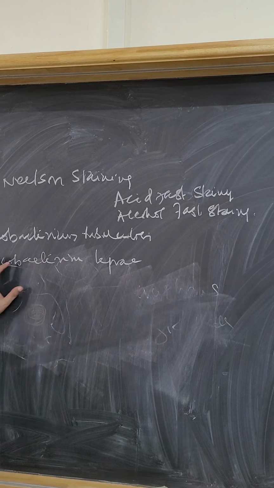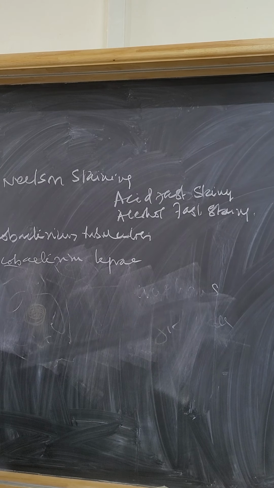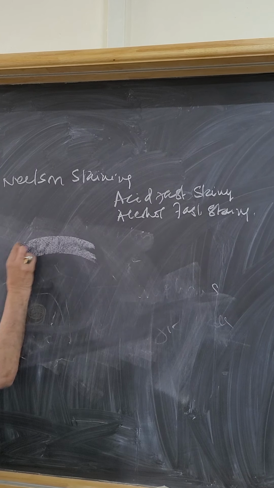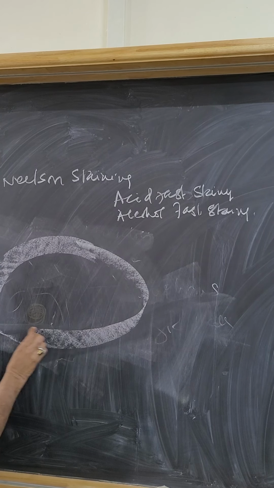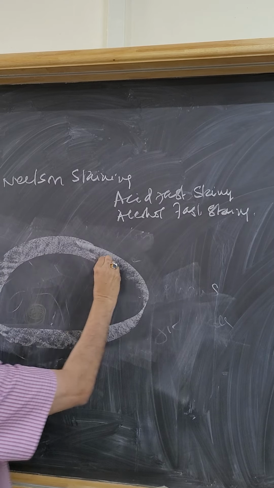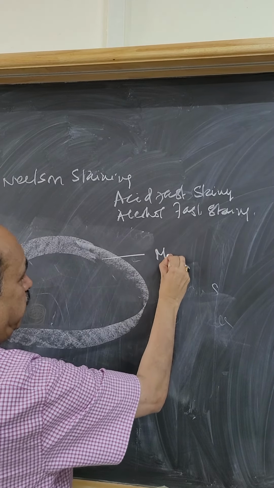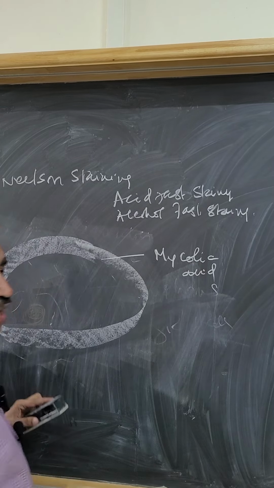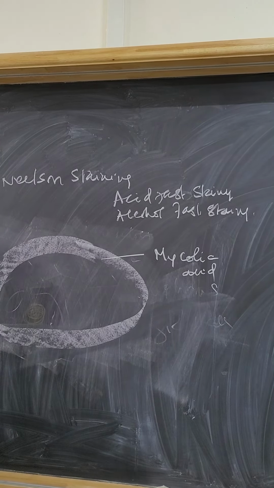Okay, Mycobacterium tuberculosis and Mycobacterium leprae. Although both of them are gram positive, they are not stained with gram staining because they have a thick fatty layer made up of a lipid layer called mycolic acid. They have a thick lipid layer in the cell wall called mycolic acid.